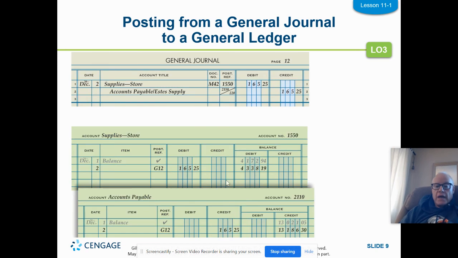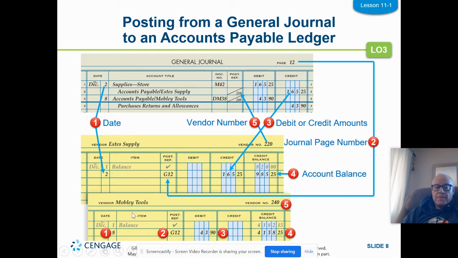All right. And whoops, let's go back there. We debit Mobley Tools for $43.90. That's going to be a reduction of the amount that we owe. So we had a credit balance of $41.82.15. Subtract that $43.90. We're going to have $41.38.25, our new credit balance.